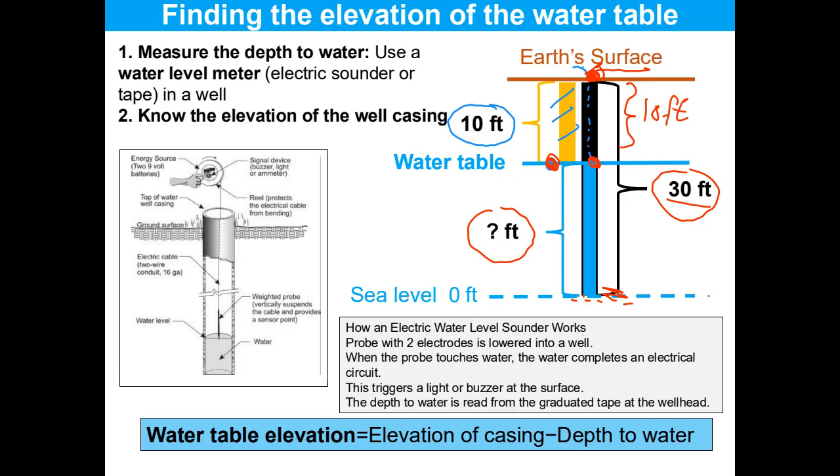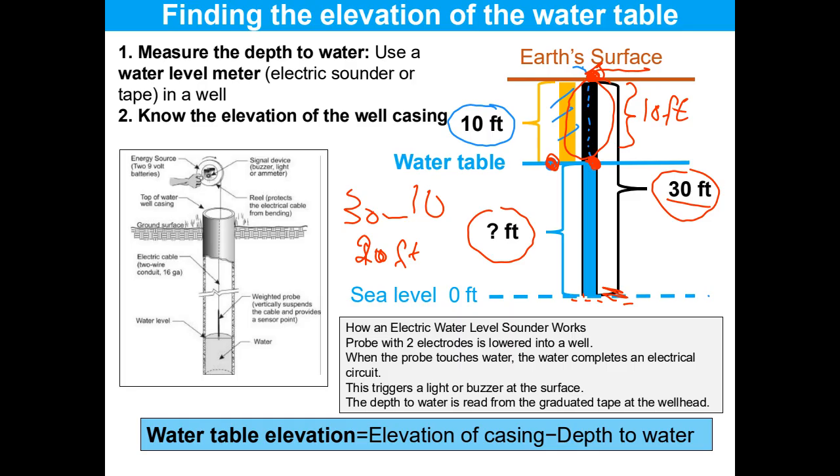To find this, you need to do 30 minus 10. The whole thing here, which is 30, minus the depth, which is 10, gives you this height, which is the elevation of the water table. In our case, 30 minus 10 is 20 feet. So the elevation of the water table here is 20 feet.